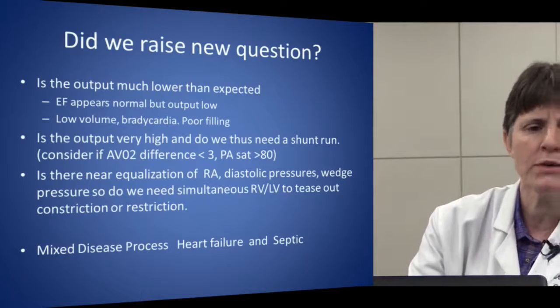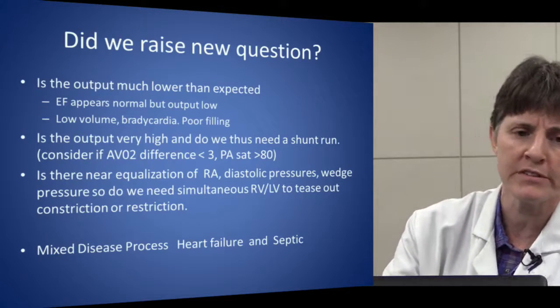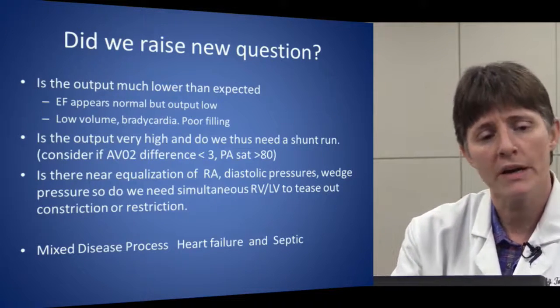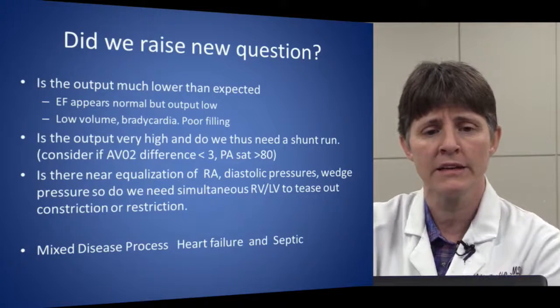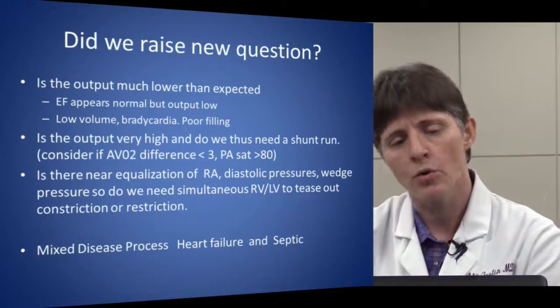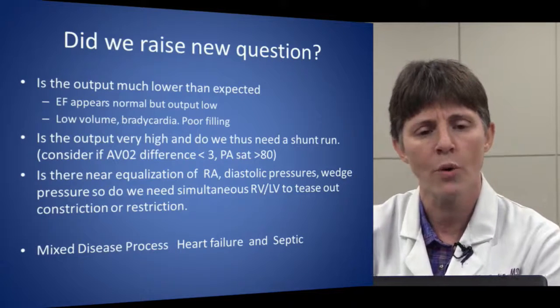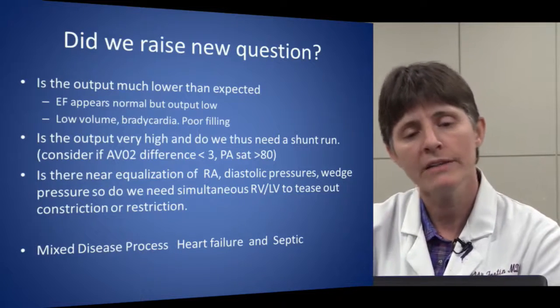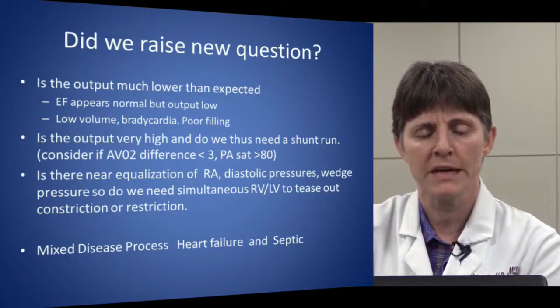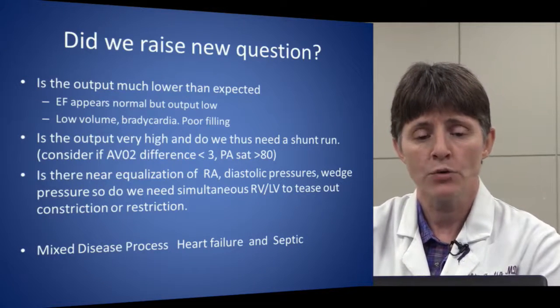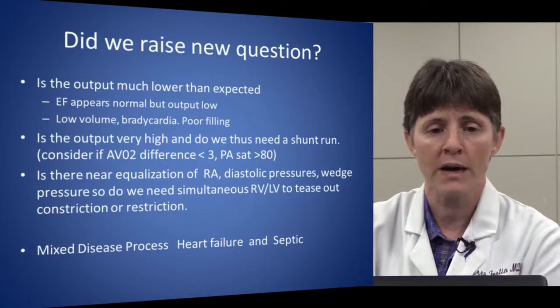Is your output what you thought it should be? And if it isn't, you have to think about why. So again, you might have an echo beforehand and you say, wow, they had a normal ejection fraction and we're getting a low output. Can you explain that? There are reasons to explain that, but again, we have to be able to think. In order to think, we have to understand what's going on.